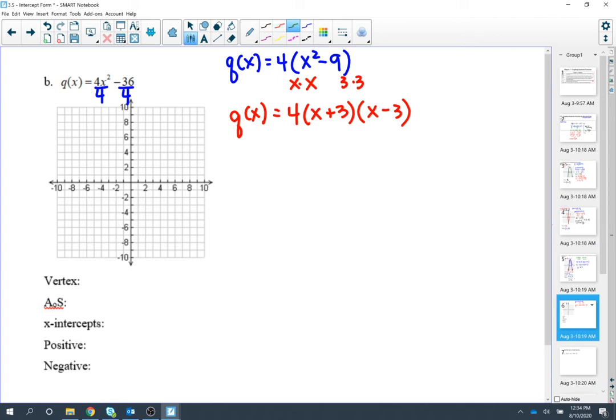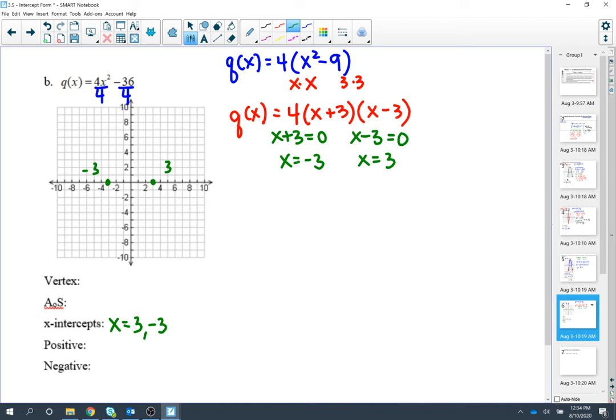That's going to tell me where my x-intercepts are. So x plus 3 equals 0, x minus 3 equals 0. Subtract your 3, x equals negative 3. Add your 3, x equals 3. So your x-intercepts are going to be at x equals 3 and negative 3. And I'm just going to write them so that I know exactly where they are. That graph's kind of small.